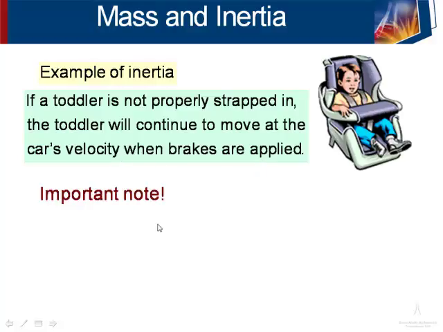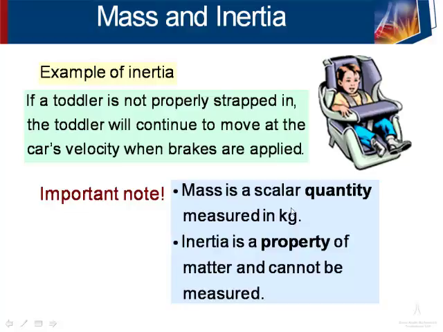An important thing to note is that mass is a scalar quantity. Remember, a scalar quantity has magnitude but no direction. So it has a quantity and it's measured in kilograms, but it does not have a direction. Inertia, however, is a property of matter, and therefore we cannot measure it as such.